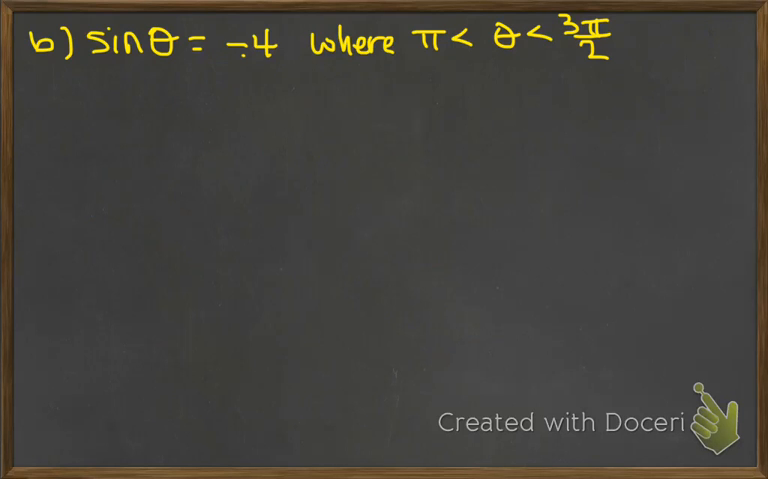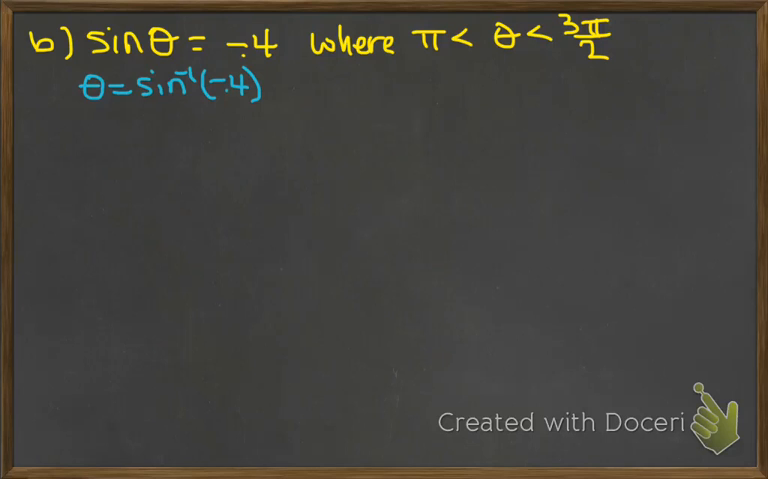Let's look at a second example like this, where I have the sine of theta equals negative 0.4, where theta is between pi and 3 pi over 2. This time they're asking for radians. Going back to our equation, remember we want to get rid of that sine, so we do the inverse sine. Theta is going to equal the inverse sine of negative 0.4. Before we type it in, we need to make sure our calculator is set in radians. For the last problem we had degrees, so now we need to switch it over to radians.